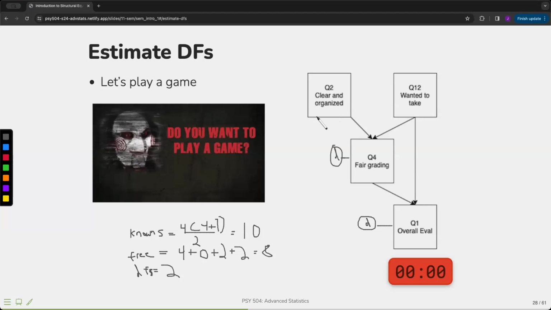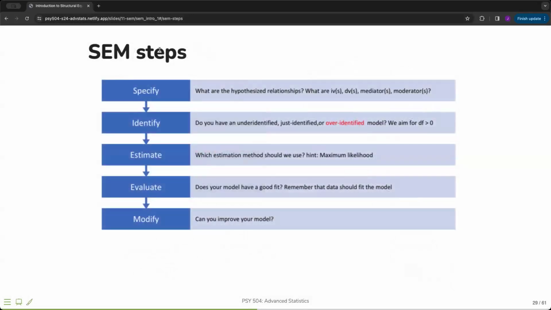So we could have modeled something like this, right? We could have put a direct path here. We could have put some covariances here, but we're not modeling everything. So that highlights structural equation modeling, right? We're not modeling everything. This is not just a simple multiple regression model here. All right. So are there any questions about identification?